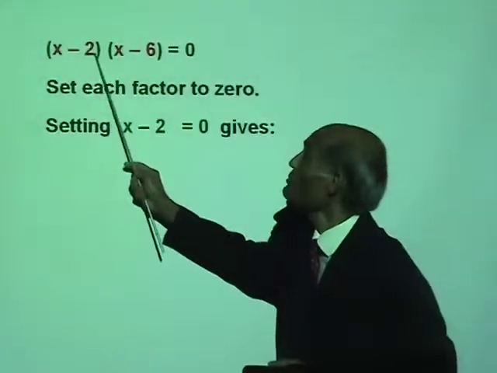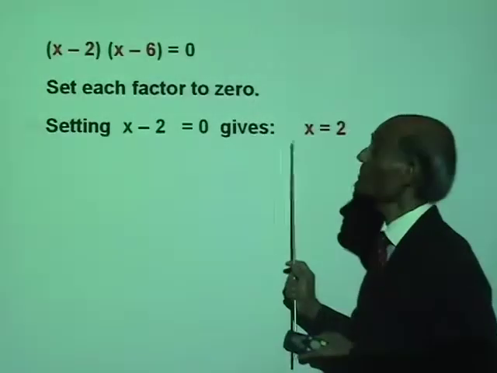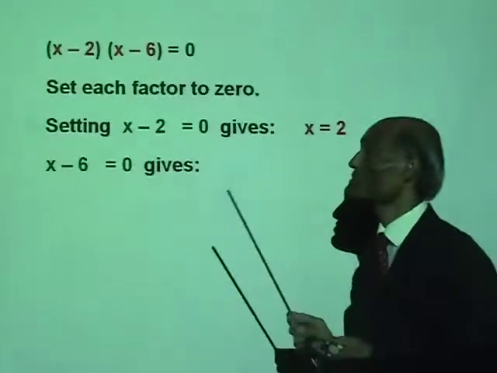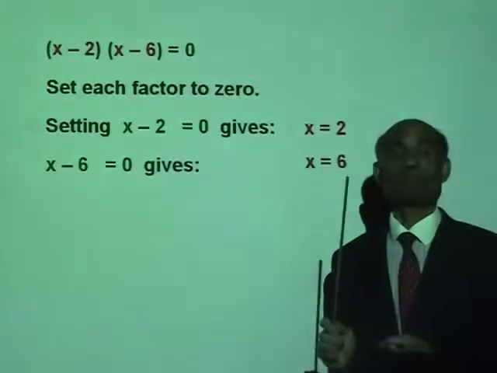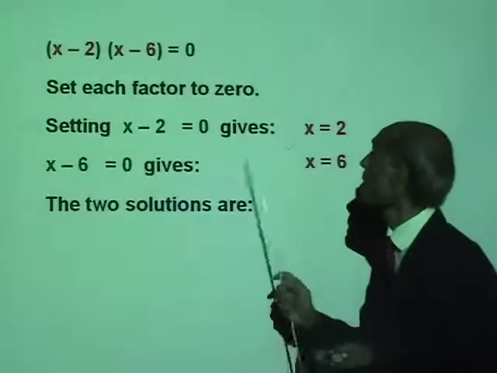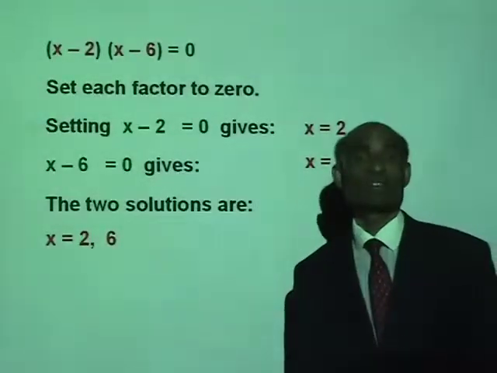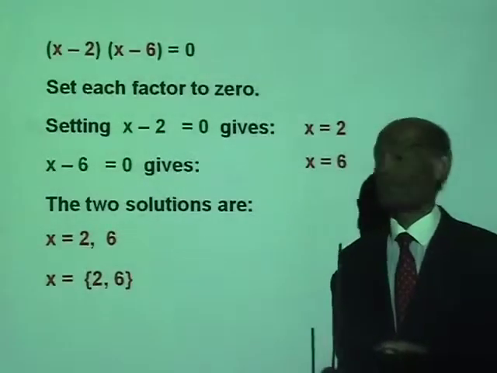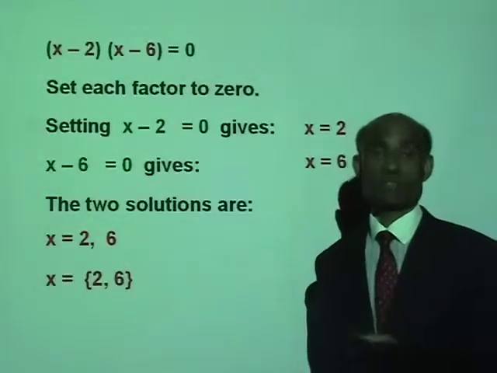Set x minus 2 equal to 0. That's very simple. X equal to 2. And now set x minus 6 equal to 0 will give you x equal to 6. So the two solutions are x equal to 2 and x equal to 6. Okay. X is a set of 2 and 6.